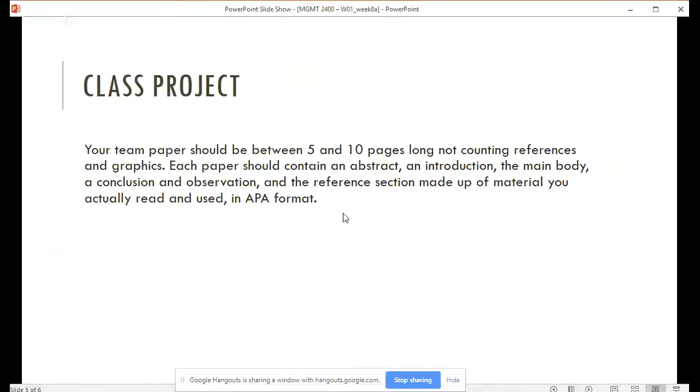And please don't forget to cite all the resources, all the references you're going to use. And also, please refer to the rubrics that are available on Canvas. And don't forget to add the important parts into your report, such as an abstract, an introduction, the main body, conclusion, and observation. And definitely, as I mentioned before, don't forget to add a reference section.